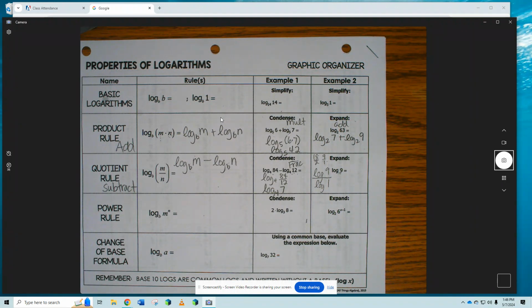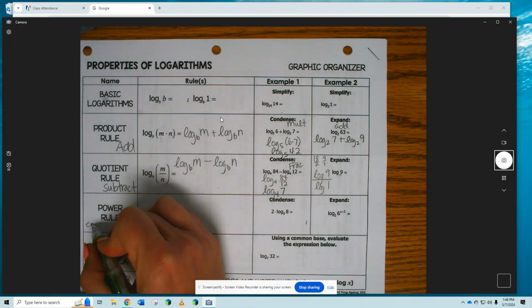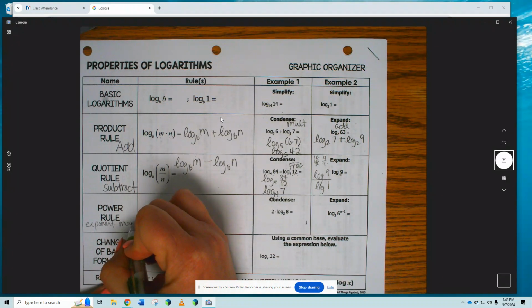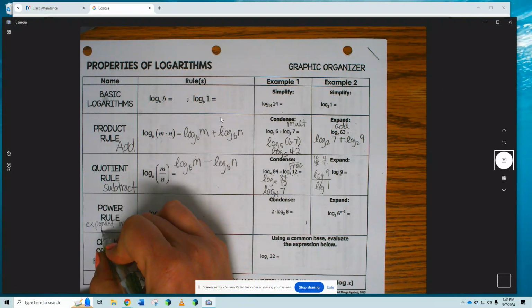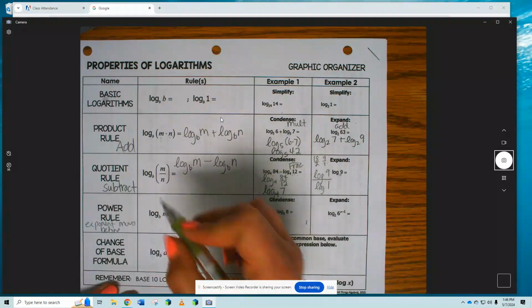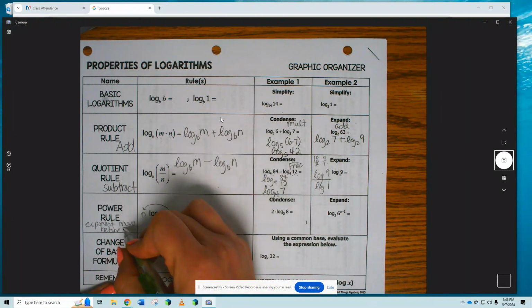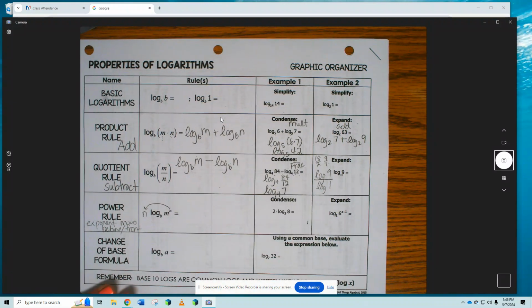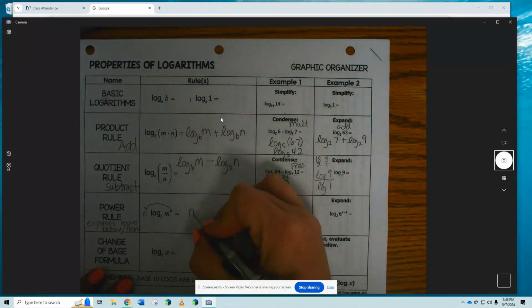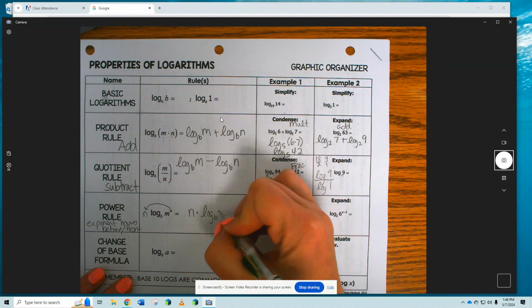Okay, power rule. The exponent moves behind. And here's what I mean. The n would go in front, and I'm reversing it, or in front, wherever it's located, okay? So that n, this is new, you haven't seen this before. The exponent moves to the front. It depends on what order you're going in, right? So I'm going to make this, the n moves to the front, n times log base b of m.